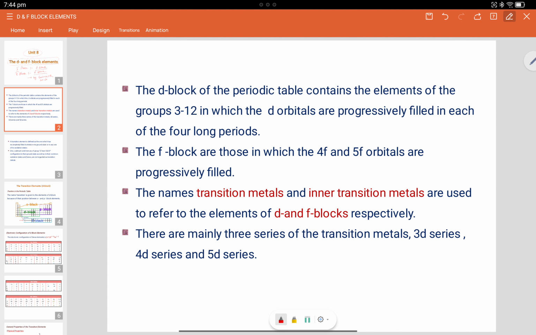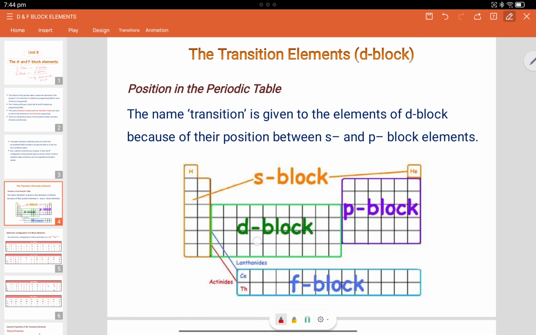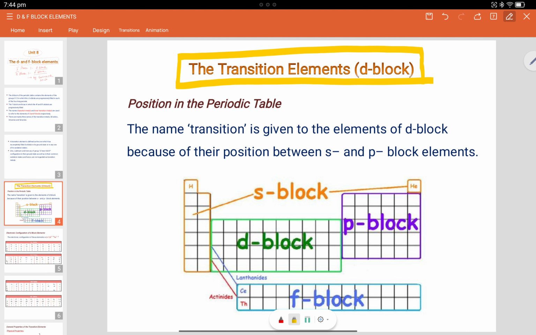Now let's start the topic. From here, check it. D block element. So this is the shape of the periodic table actually. You can check. Transition element. D block elements are also called transition element. So this is the shape of the periodic table.